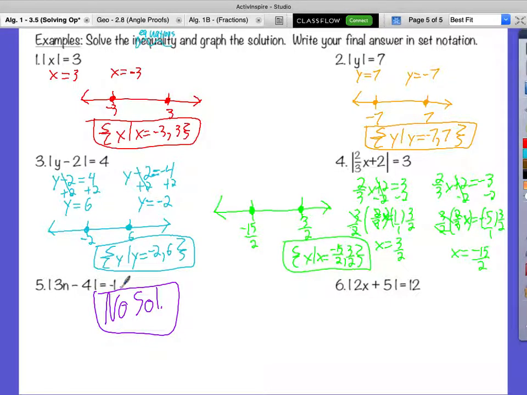Be careful here. This is the absolute value of 2x plus 5. It's not 12, it's not 51. I'm going to highlight that now. The absolute value of 2x plus 5 is equal to 12. So remember our first step, and then go from there, please.